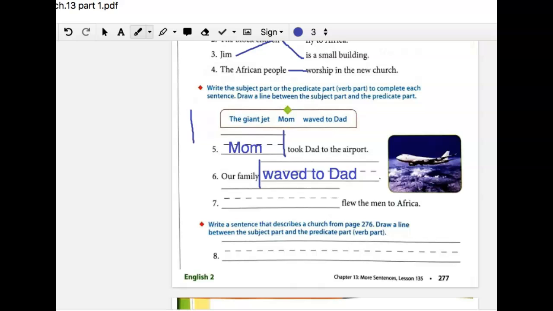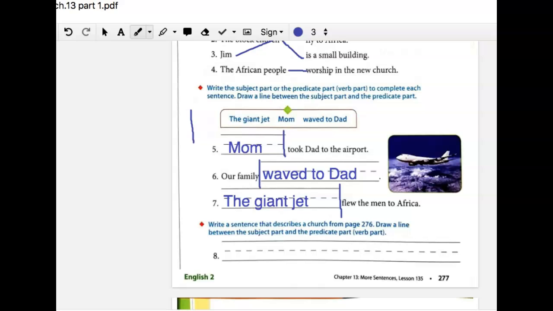Number 7, blank flew the men to Africa. Well, our last choice is the giant jet, and that makes sense because the giant jet is the airplane that flew the men to Africa. We know the sentence is about the giant jet, so the giant jet is our subject part. So flew the men to Africa is the action part, the predicate part. So we draw the line in between the word jet and the action verb flew.